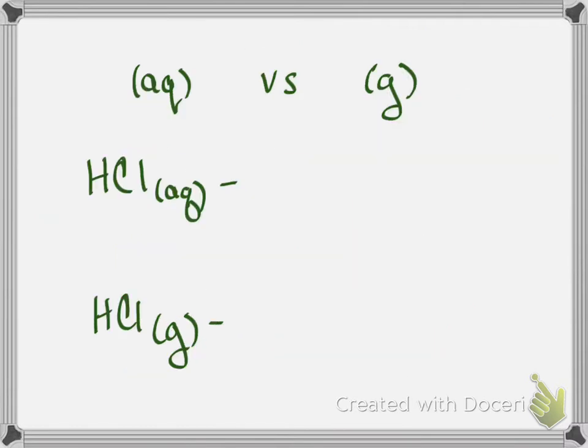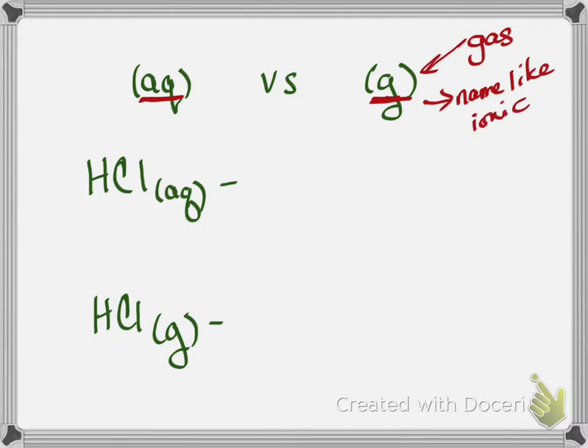Just real quick, sometimes you'll see an AQ versus a G. G stands for gas. And if you see the G, you name it like an ionic compound. We have HCl, which we saw on the previous page because we have the AQ there. So that one is hydrochloric acid, and that's because we have the AQ there. Now, if we have a G there instead for the gas, that means it's not dissolved in water, and we name it like ionic.